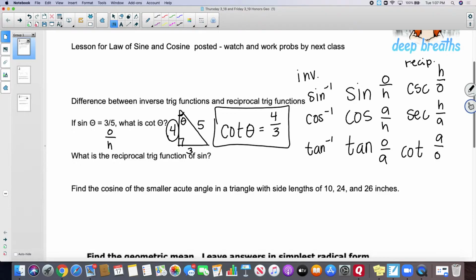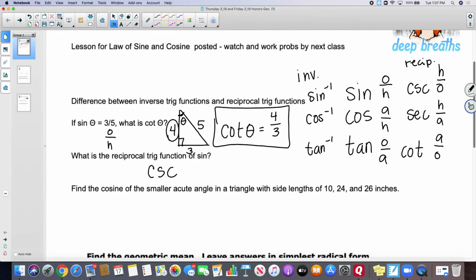If it's asking you just what is cosine or what is sine or what is cosecant, you should just be giving me a fraction. If it's actually asking you for an angle measure or a side length, that's when you would put it in your calculator. So the next one says, what is the reciprocal trig function of sine? The reciprocal trig function of sine is cosecant, because that's what we get when we flip it over.